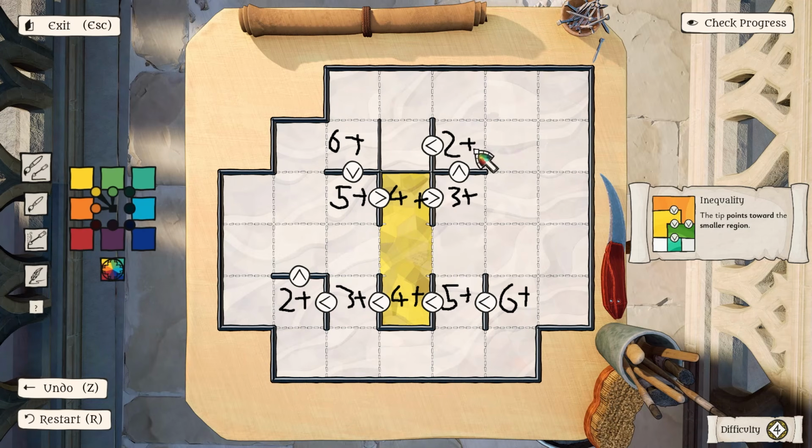Now what? That's smaller than that, could be a 1 then. This is at least a 6. You're at least a 5. You're at least a 6. What do I do? I don't know.